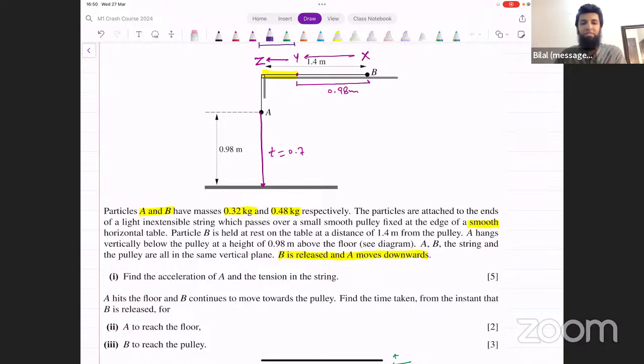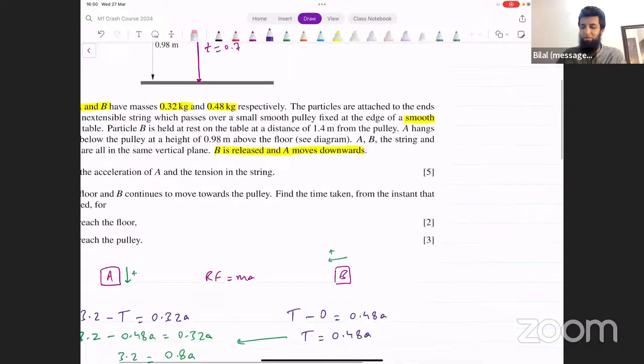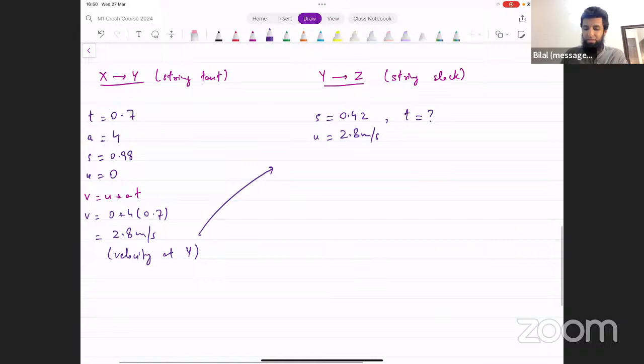If there's no forces acting, the object is going to keep moving at the same velocity, at the same speed. Its speed is going to be constant. It's not going to change. Why? Because if there are no forces, we can say resultant force equals mass into acceleration. If resultant force is zero, that means acceleration is zero. Right? And if acceleration is zero, the velocity is going to be constant. So from y to z, acceleration is going to be zero because there are no forces acting on the object.